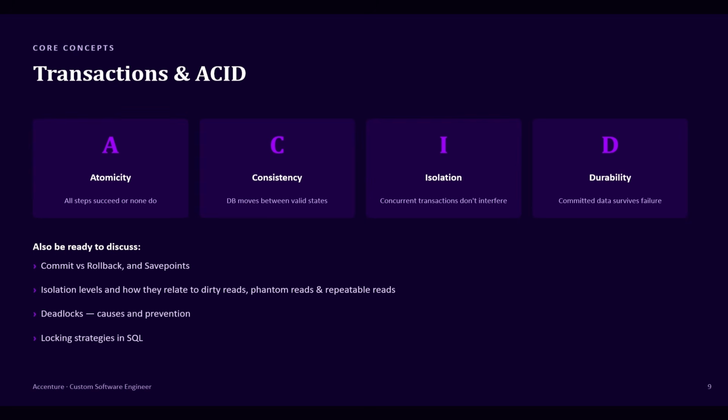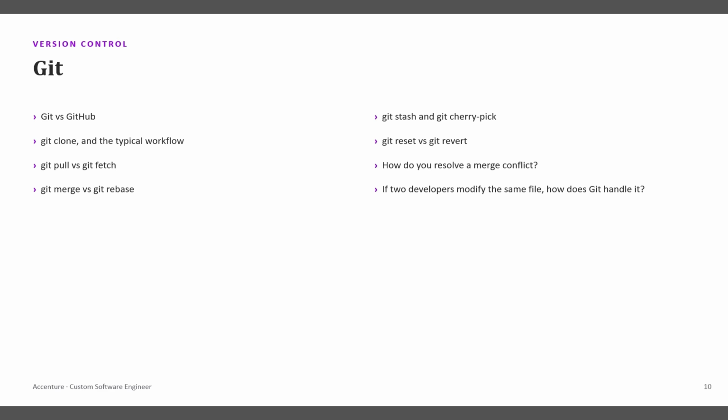Beyond that, be ready for commit versus rollback and save points, isolation levels and how they connect to dirty reads, phantom reads, and repeatable reads, what causes a deadlock and how to prevent one, and basic locking strategies in SQL.